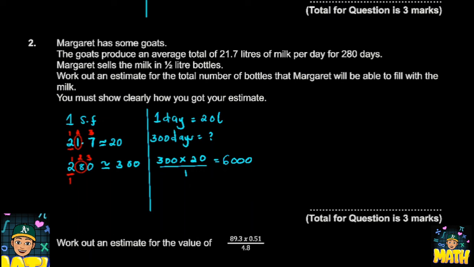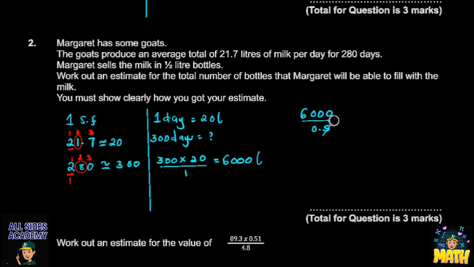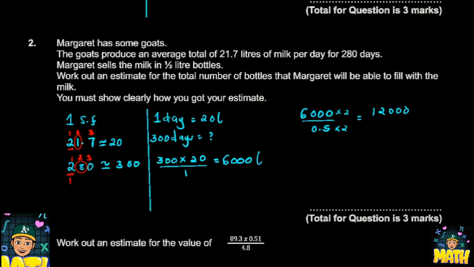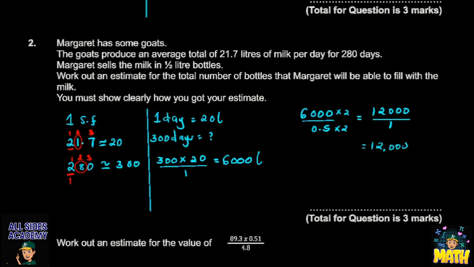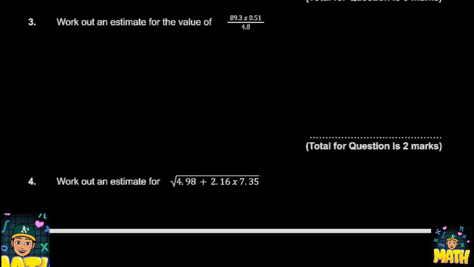But these liters were to be divided into half a liter bottles. So we are going to take the 6,000 and divide it by 0.5. The 0.5 is already rounded to one significant figure, so we don't need to round that. So we multiply by 2 so that we get rid of the decimal. That will be 12,000 over 1, which is the same as 12,000. All right, so that is our estimate.